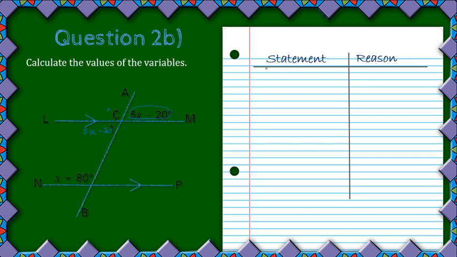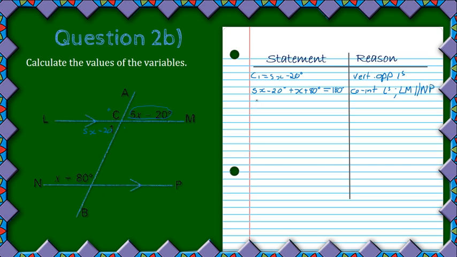So I'm going to start off by saying that C1 is equal to 5x minus 20 degrees. My reason is vertically opposite angles. And then I can use C1 plus this angle being co-interior, they add up to 180. So I'm going to say 5x minus 20 degrees plus this x plus 80 degrees is equal to 180 degrees. My reason is co-interior angles, and the lines that are parallel are LM being parallel to NP.